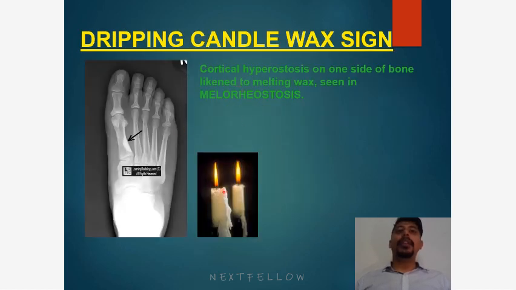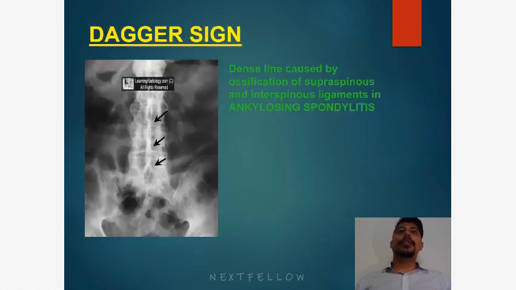Dripping candle wax sign. So as we can see dripping candle wax here, we can see the cortical hyperostosis on one side of the bone likened to melting wax seen in melorheostosis. Dagger sign, dense line caused by the ossification of supraspinous and interspinous ligaments in ankylosing spondylitis. So this is the dagger sign here.